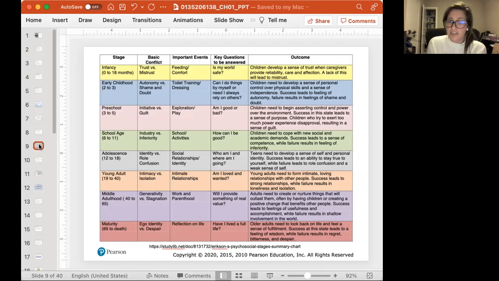Okay, next stage, adolescence, 12 to 18. So identity versus role confusion. My, oh my, do I see adolescents come into therapy because this stage of development is so hard to sometimes navigate for teenagers. So important events involve social relationships and identity. Key questions to be answered, who am I and where am I going, right? So when I graduate high school, what am I going to do with my life?